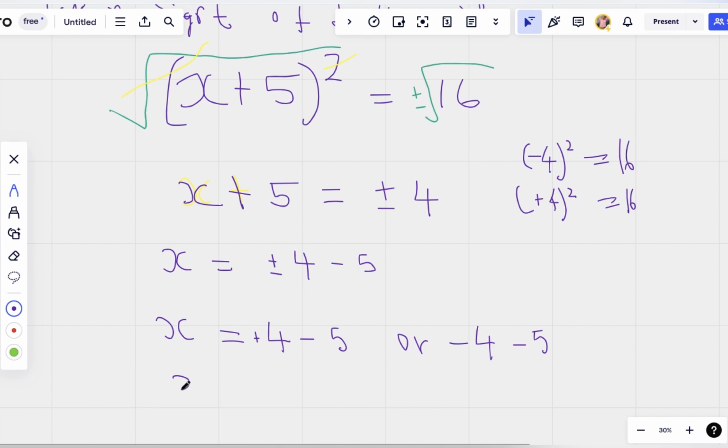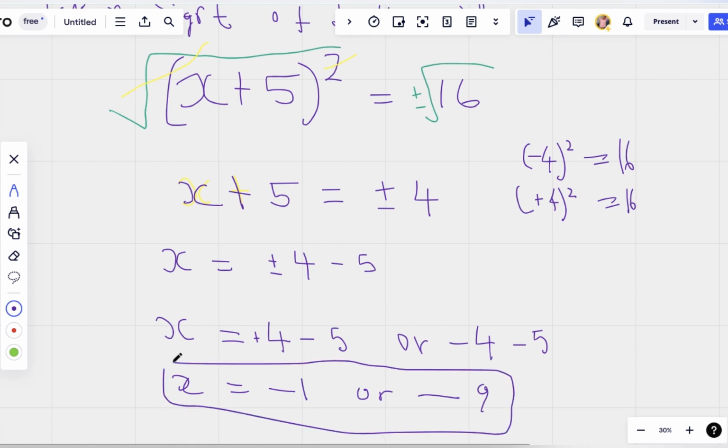So we get x equal to plus 4 minus 5, we get negative 1. And minus 4 minus 5, we get negative 9. So these are the two solutions to this quadratic. Is that okay? So this is how to solve by completing the square and in completed square form.